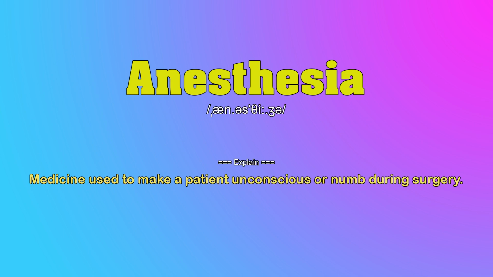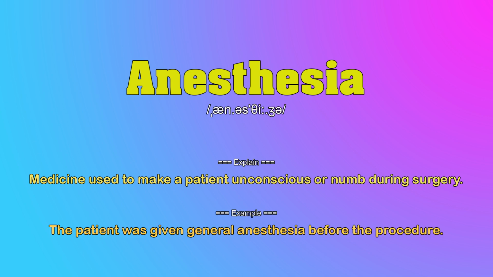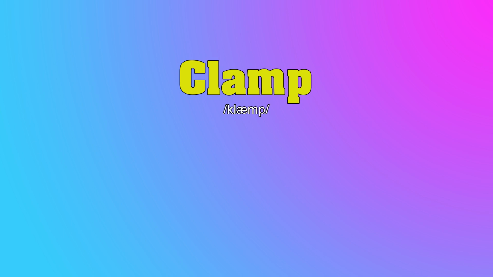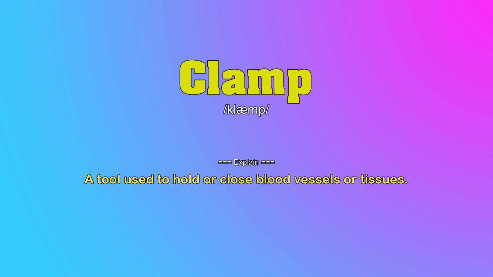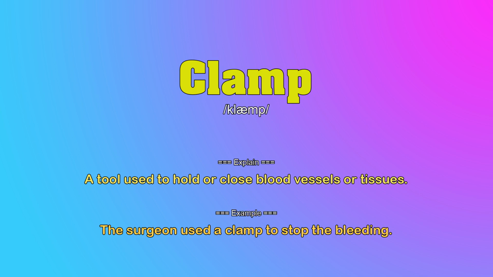Anesthesia. Medicine used to make a patient unconscious or numb during surgery. The patient was given general anesthesia before the procedure. Clamp. A tool used to hold or close blood vessels or tissues. The surgeon used a clamp to stop the bleeding.